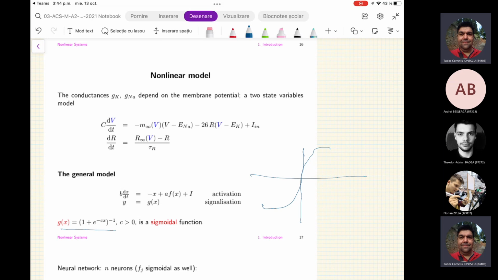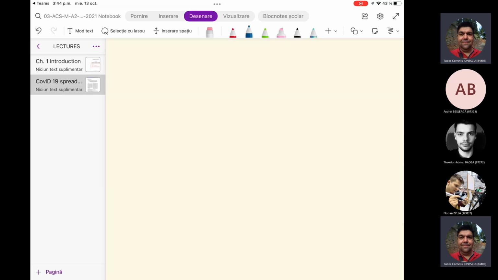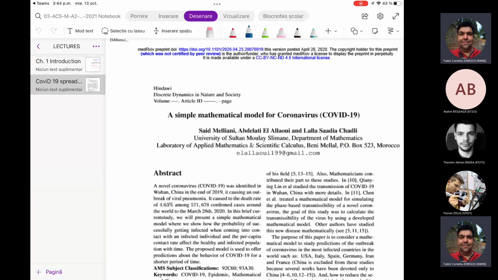Now I would like to show you something very interesting. I did not have much time to put this into the slides, so I'm just going to present a paper. Well, this is a research master's, so let's talk a little bit about research papers. Last year, when this bloody pandemic started, and we started to do online studies.